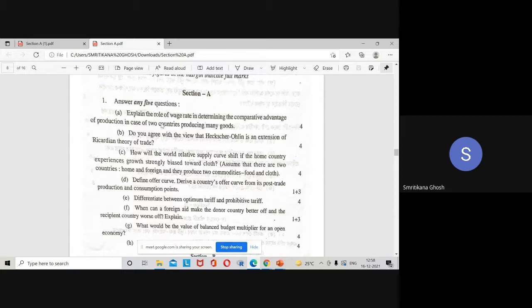Define offer curve, derive a country's offer graph from its post-trade production and consumption point. Obviously, before trade there will be no offer curve because the offer curve is showing the export and import.